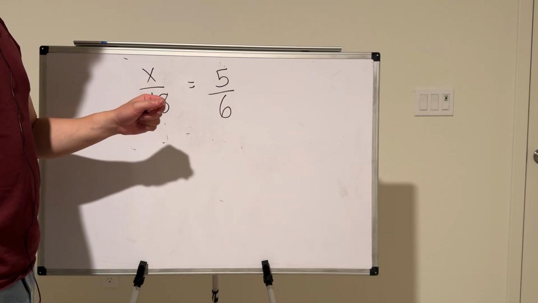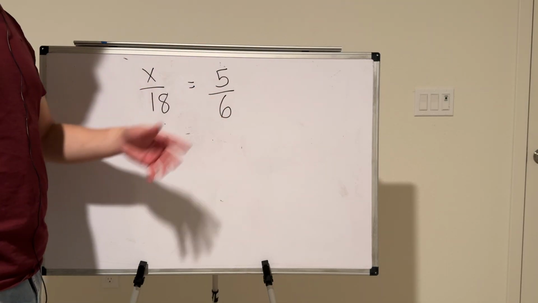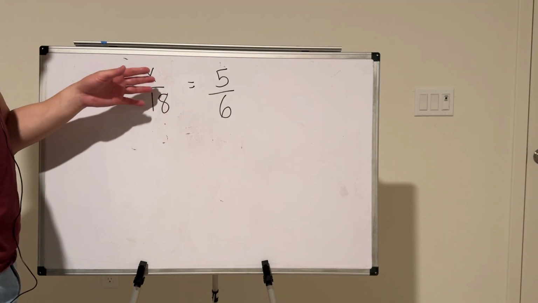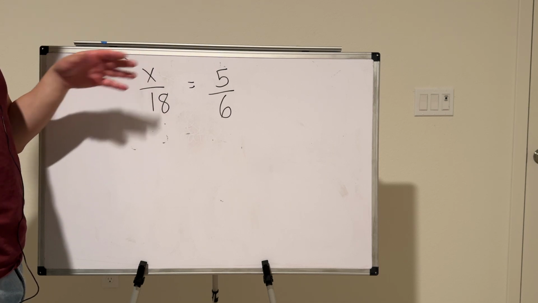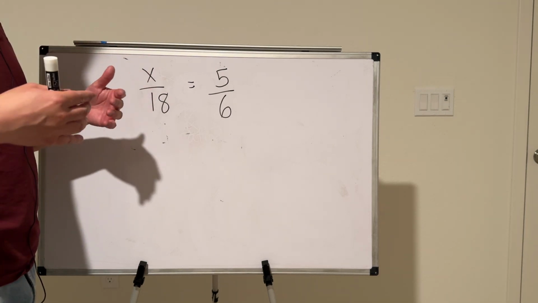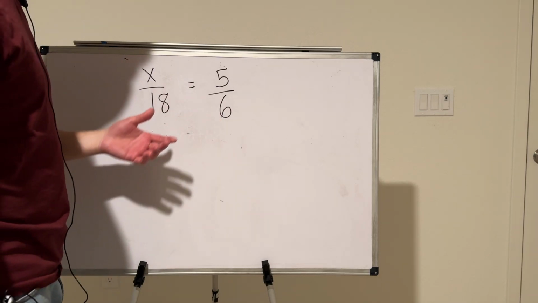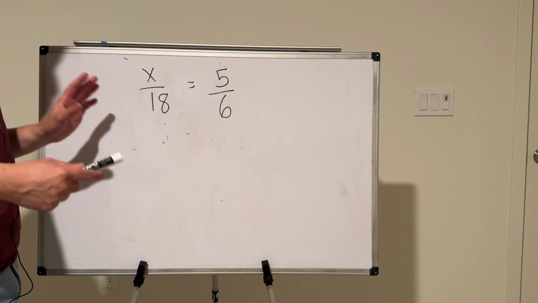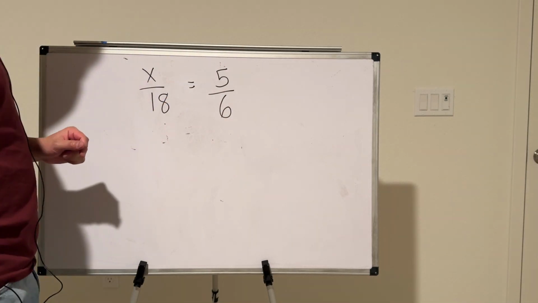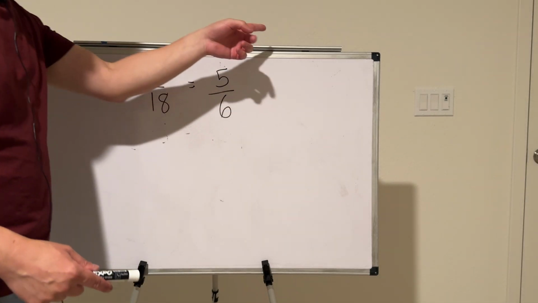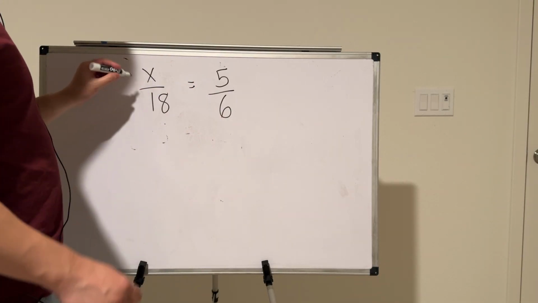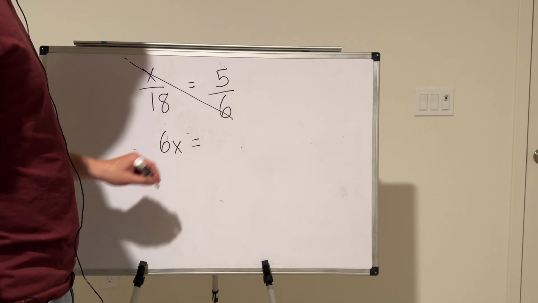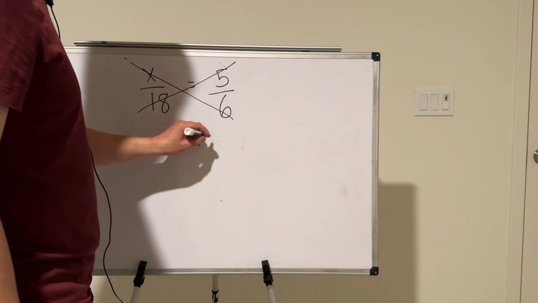For example, let's say 5 out of 6 students prefer Coca-Cola over Sprite. If I had 18 students, how many of them would prefer Coke over Sprite on average, at the same rate? If this truly is a proportion, then we know that there's a property that you can cross multiply. I can say 6 times x is equal to 5 times 18.